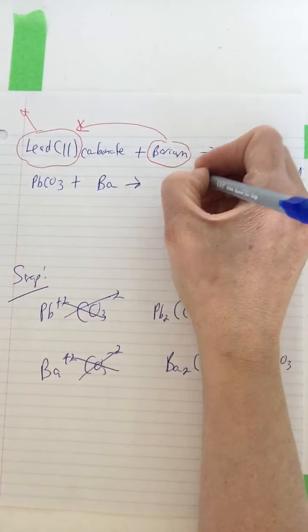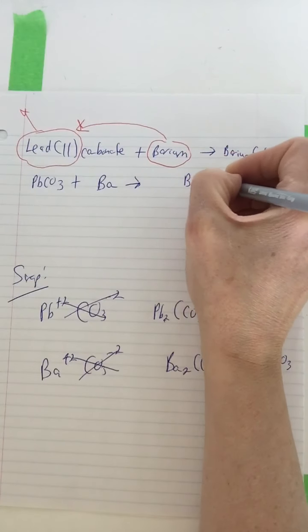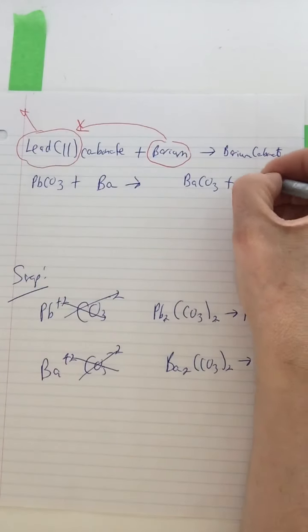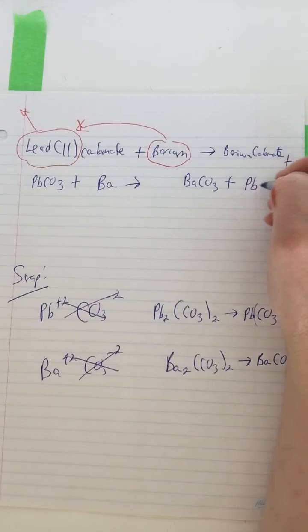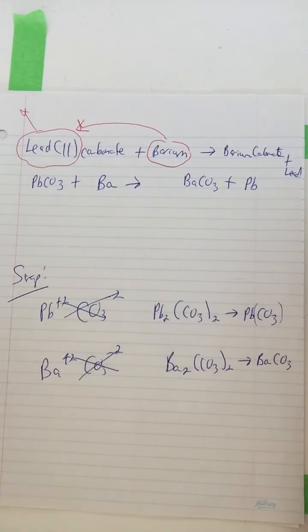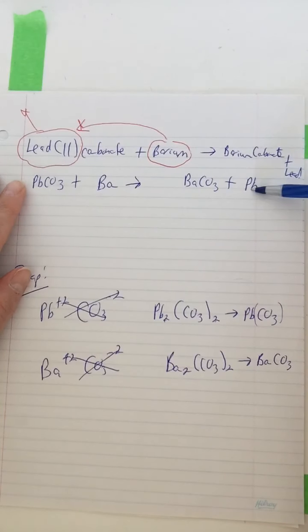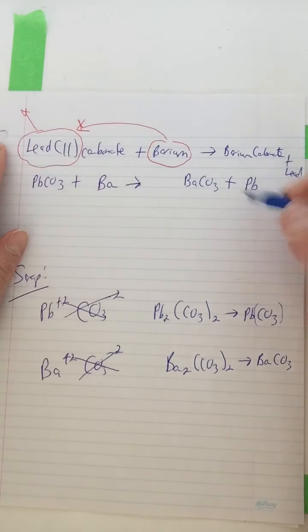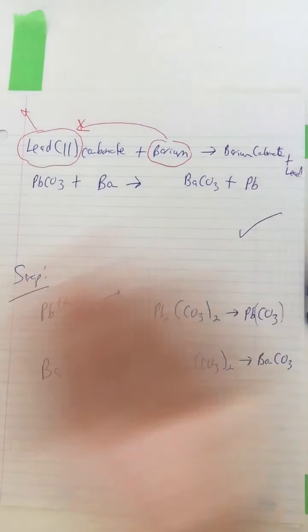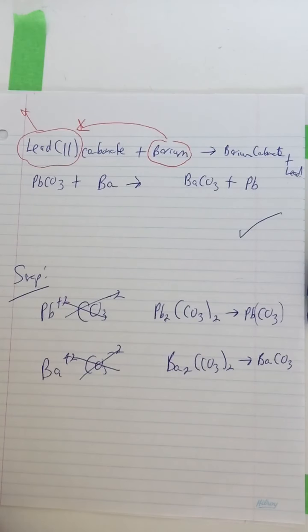So we have BaCO3 plus lead. We don't need to say which lead, okay? Because it's just lead now. It's not lead 2, lead 4, it's just lead. Pb, done. And now we gotta balance it. And look, it's already balanced. 1 lead on each side, 1 CO3 on each side, 1 barium on each side, done. Boom, done. Okay, so that was the other part.